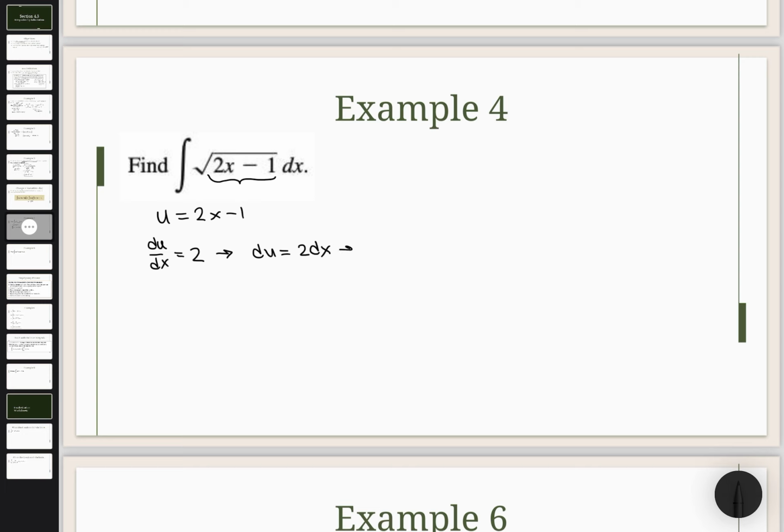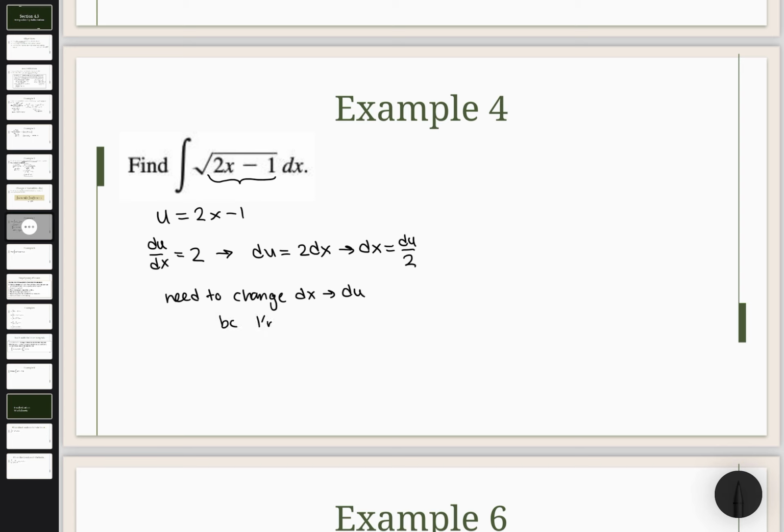And then I want to keep going. I want to get dx by itself. dx is going to equal du over 2. So I need to change variables here, or because I'm changing variables, I need to change dx somehow to du.